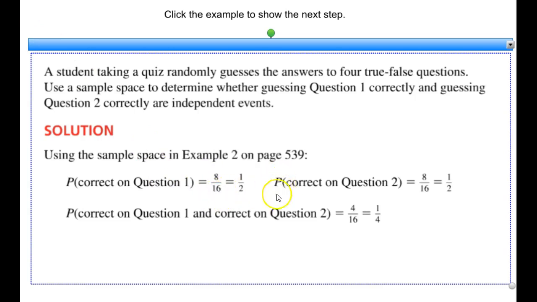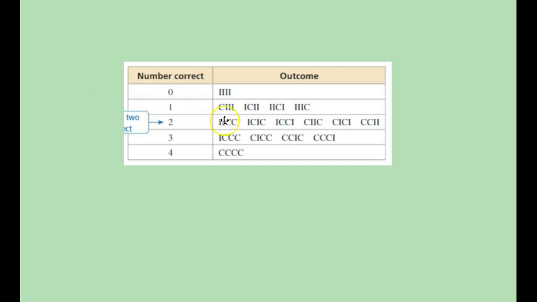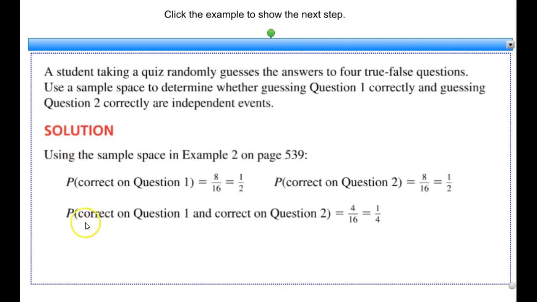So then I can also look at, was I correct on question 2? Regardless of whether I was correct on question 1. So again, I go to my sample space and I count how many times I was correct on question number 2. Then I want to look at the probability that I was correct on both question 1 and question 2, which was 4 out of 16 or 1/4 of the time. Because I can actually take these and multiply them together, my events are independent.